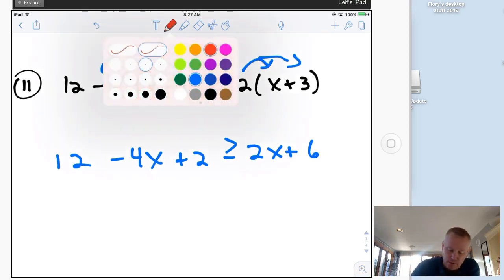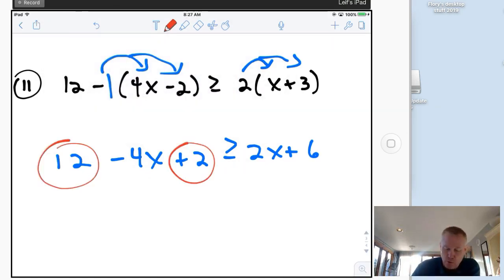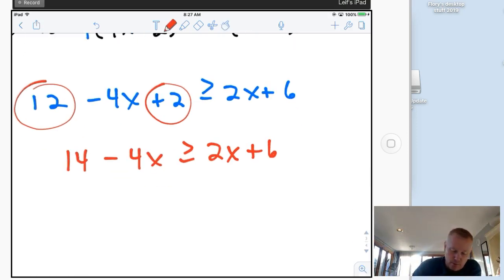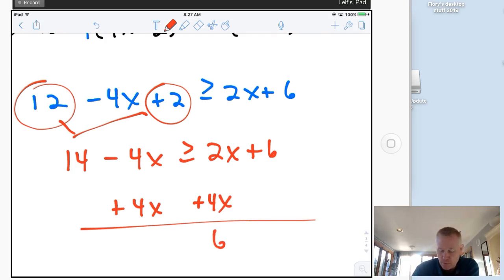I can combine some like terms here. This 12 and the 2 are on the same side of the inequality. I can just add them together. That's 14 minus 4x is less than or equal to 2x plus 6. Okay, so I just combine those two. Next, I'm going to bring my x's to one side. I think I'll add 4x. 2x plus 4x is 6x plus 6.